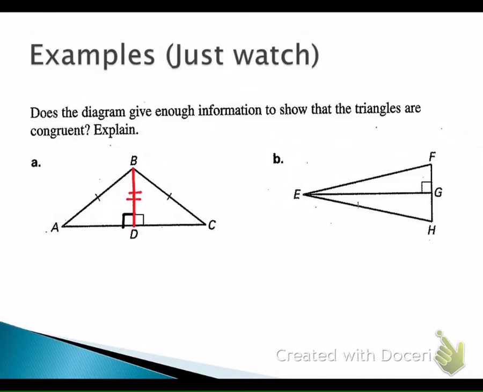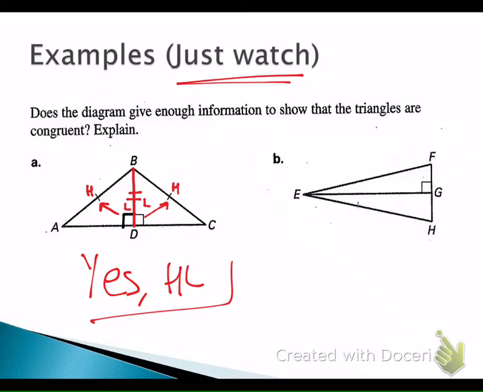Now, the line that I just traced in red, is that a hypotenuse or is that a leg? Hypotenuse or leg? A leg. So we have a leg in each. Then we have this side over here. Is that a hypotenuse? It is. So do we have hypotenuse leg? Yes. So this would be, does the diagram give enough information? So we would say yes. And then you could say because of HL.